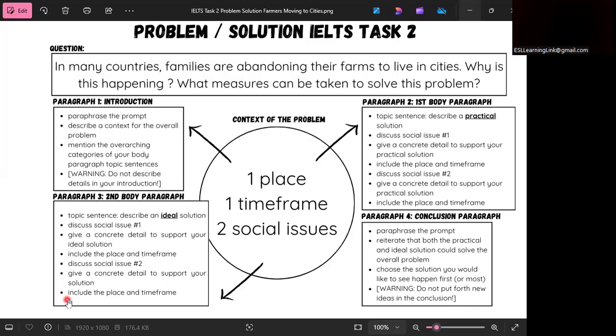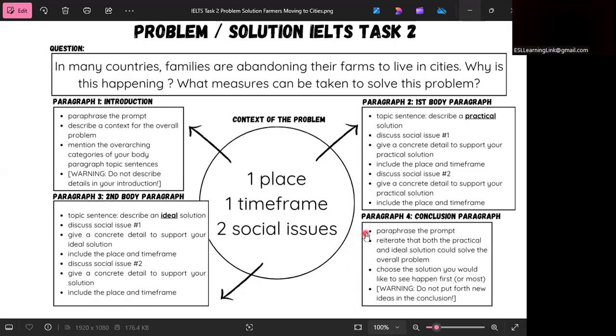Okay, so then we've got the final paragraph, paragraph 4. It's a conclusion paragraph. The introduction is a shorter paragraph. The second paragraph, the first body paragraph, is a longer paragraph. The third paragraph, or the second body paragraph, is a longer paragraph. And the fourth paragraph, the conclusion paragraph, is again a shorter paragraph. You don't need more than 3 sentences.